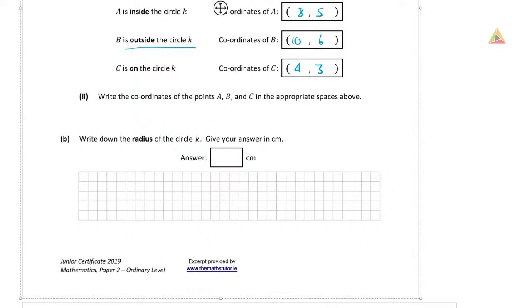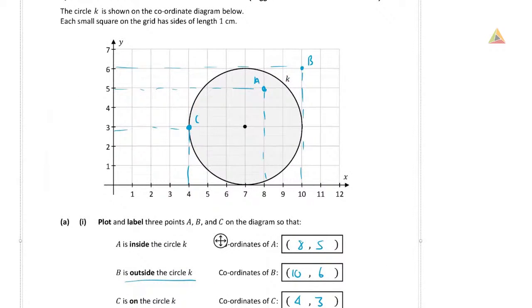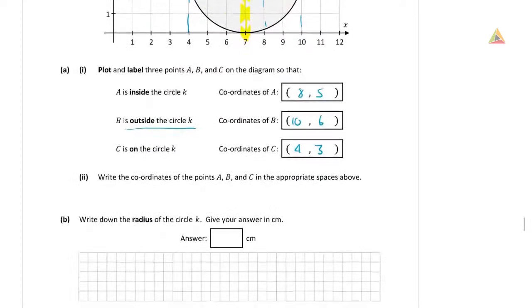Write down the radius of the circle K and give your answer in centimeters. Okay, so the radius of circle K. The center of the circle is here. Now, if we count how many boxes: 1, 2, 3. So 3 boxes down, 3 boxes over, and 3 boxes up. That means that the distance from the center to any point on the circle is 3 centimeters.